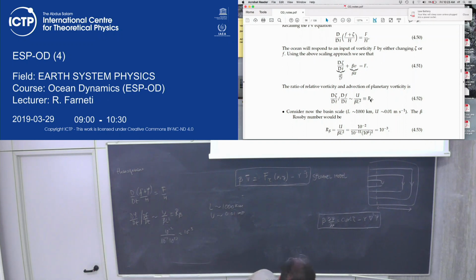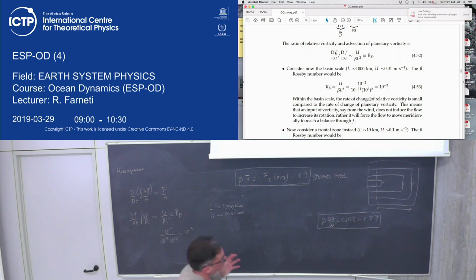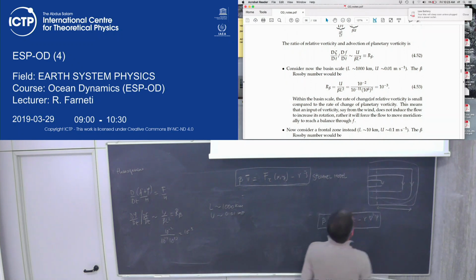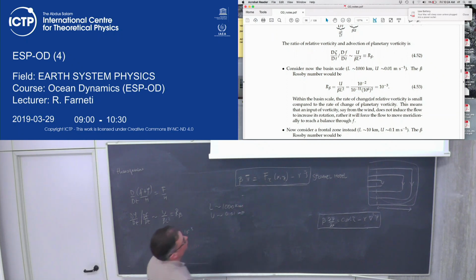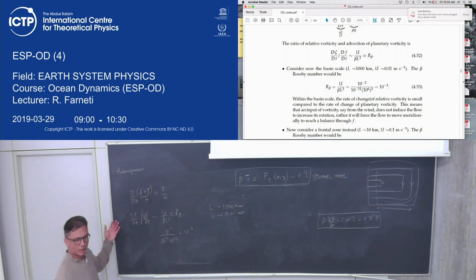So if the beta Rossby number is much smaller than 1, then relative vorticity is much smaller than planetary vorticity. So this is saying that within the Bayesian scale, the rate of change of relative vorticity, the Lagrangian derivative of relative vorticity, is much smaller than the rate of change of the planetary vorticity. So if we have an input of vorticity, this wind stress at the surface for example, the flow will not start to increase its rotation; relative vorticity will not change. What will change is planetary vorticity. Okay. And so the flow will start to move meridionally and balance the input of vorticity with a change in F. This is what is happening at the large scale, where the beta Rossby number is much smaller.